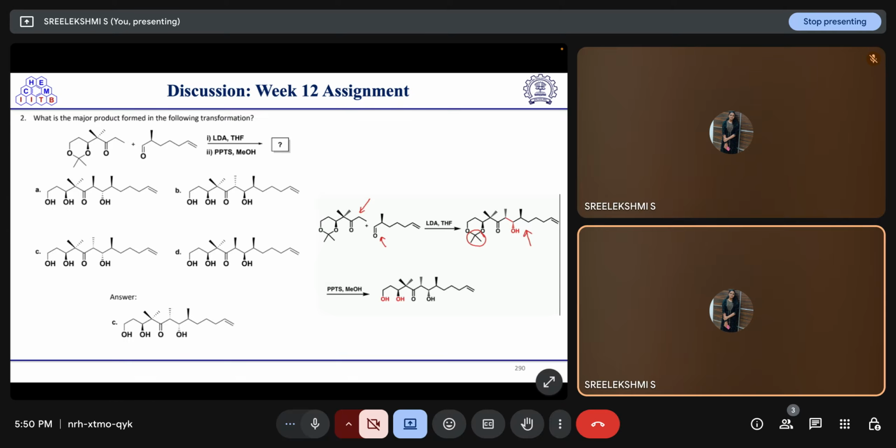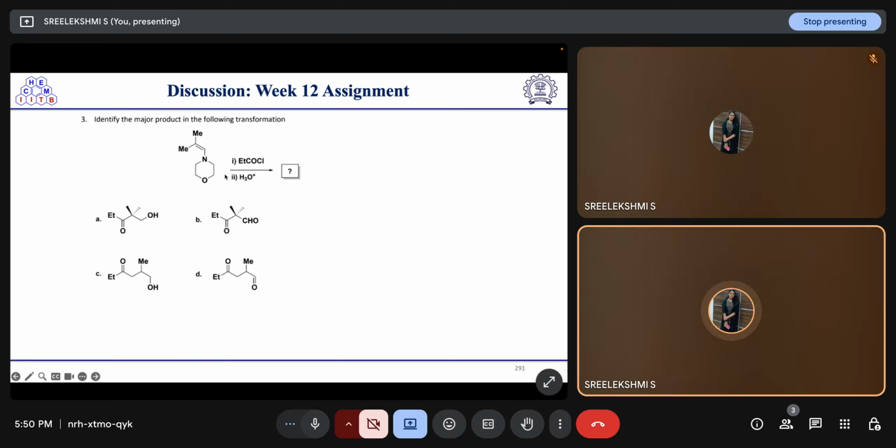Moving to the next question, identify the major product in the following transformation. This particular compound upon treatment with EtCOCl in the first step and then hydrolysis in the second step, which will be the major product here?